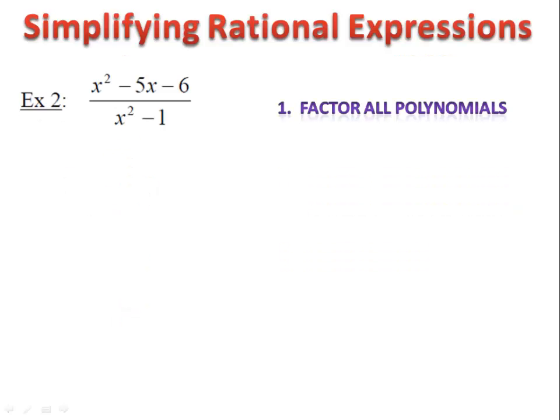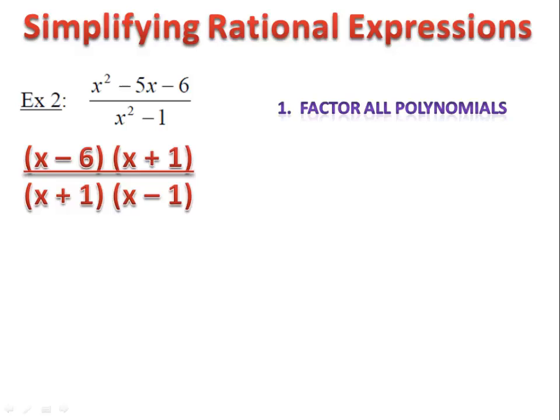In example 2, we begin by factoring all of the polynomials. Please factor the polynomials now, pause the video, and come on back when you're finished. Let's see how you did. When we factor, we get x minus 6 times x plus 1 over x plus 1 times x minus 1.